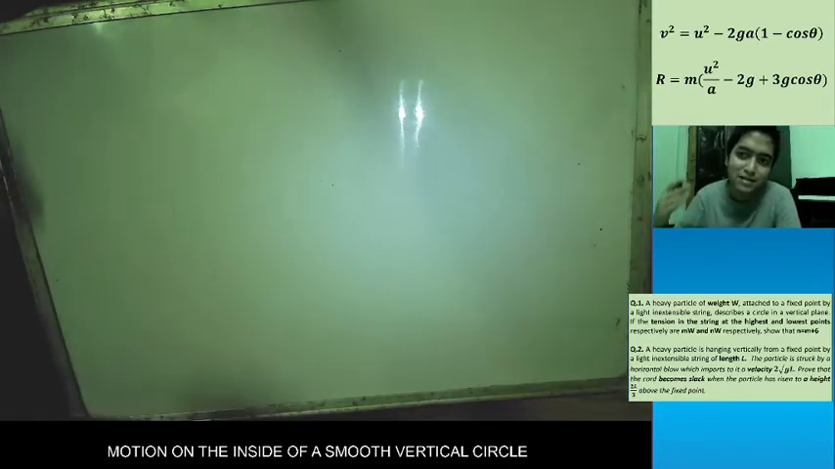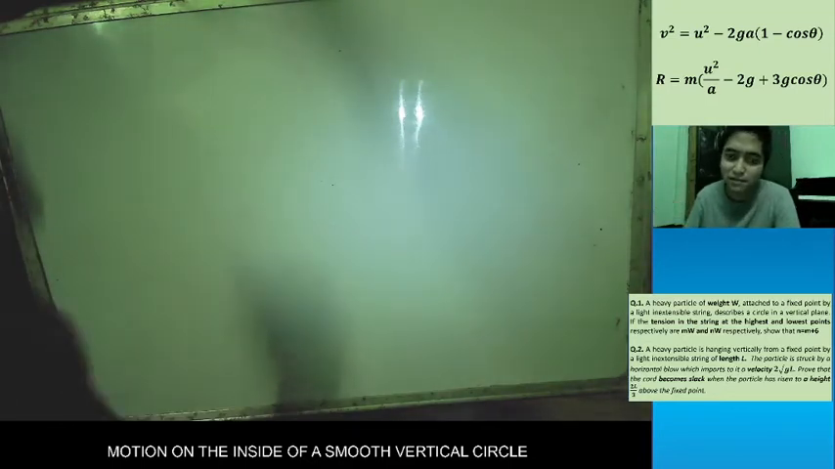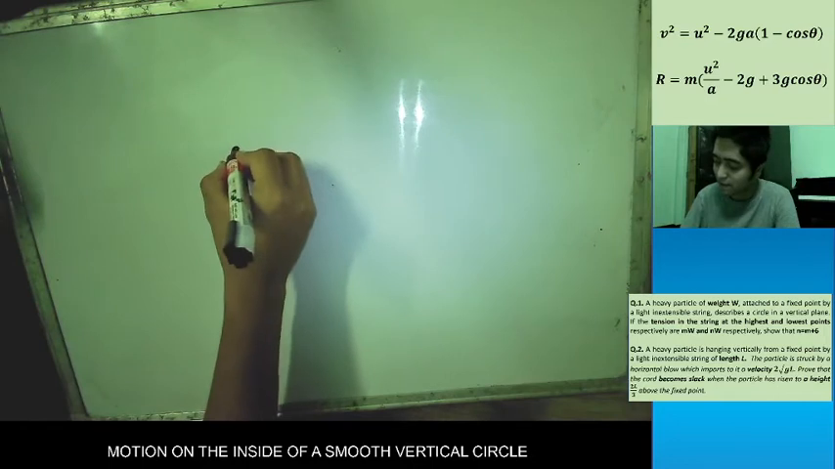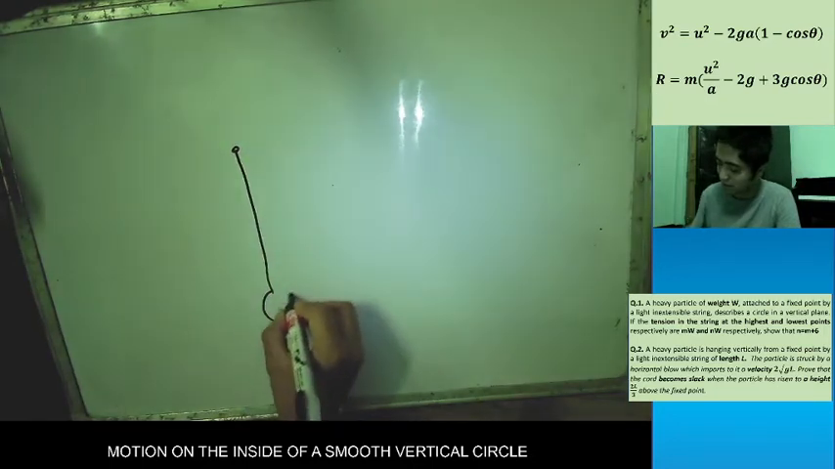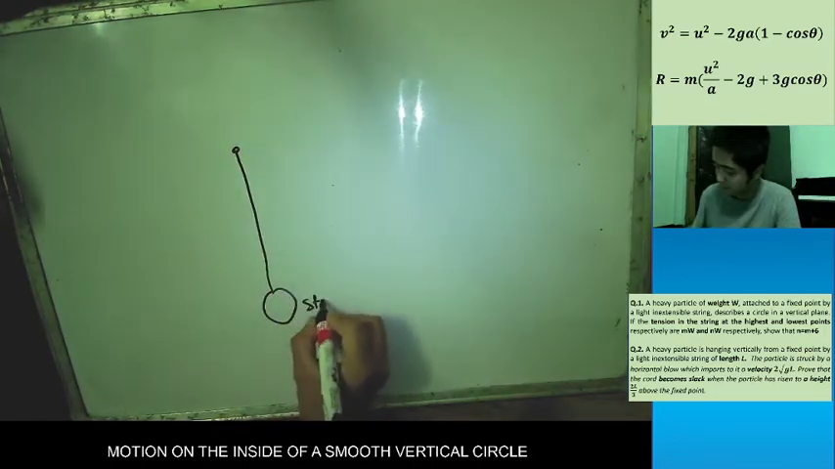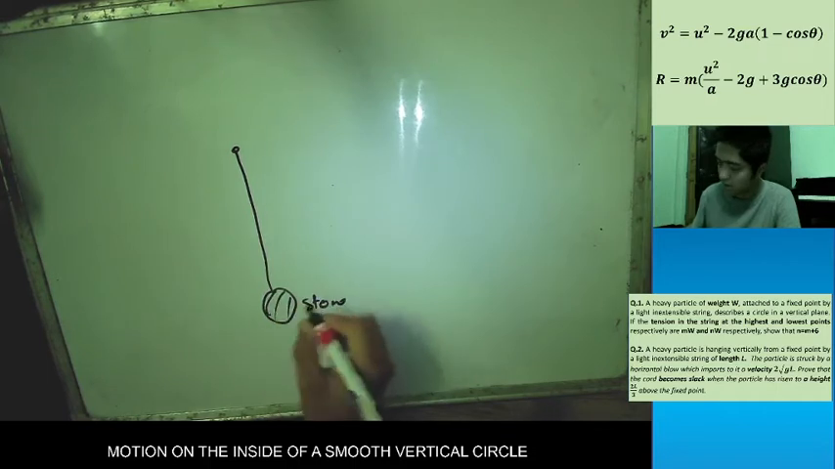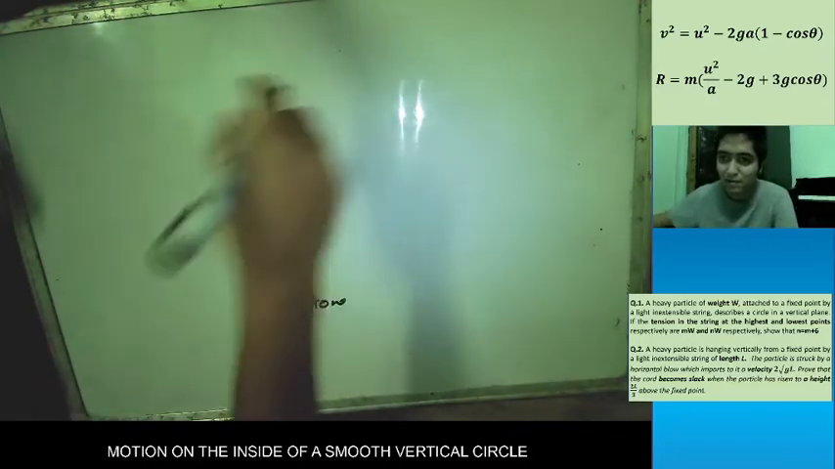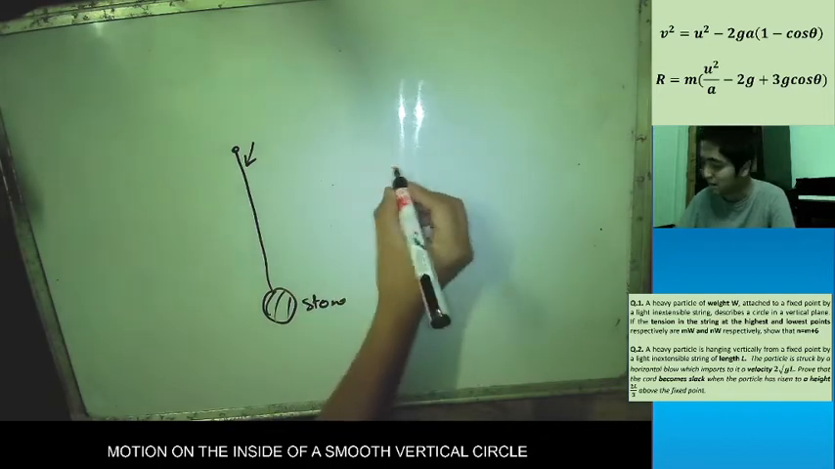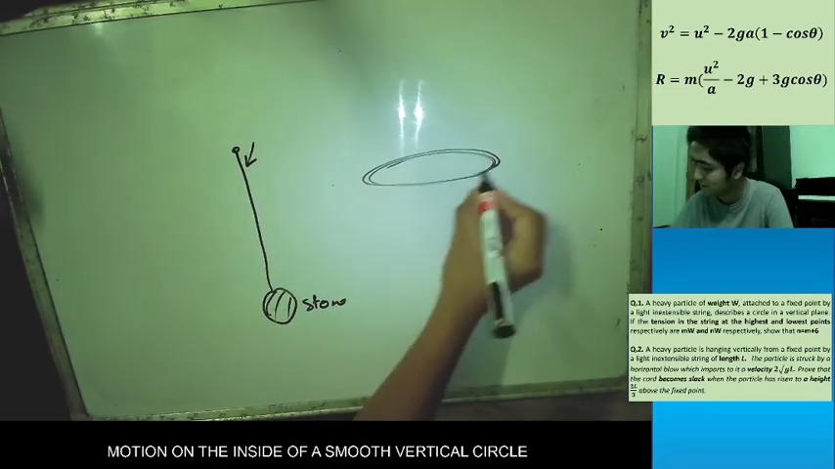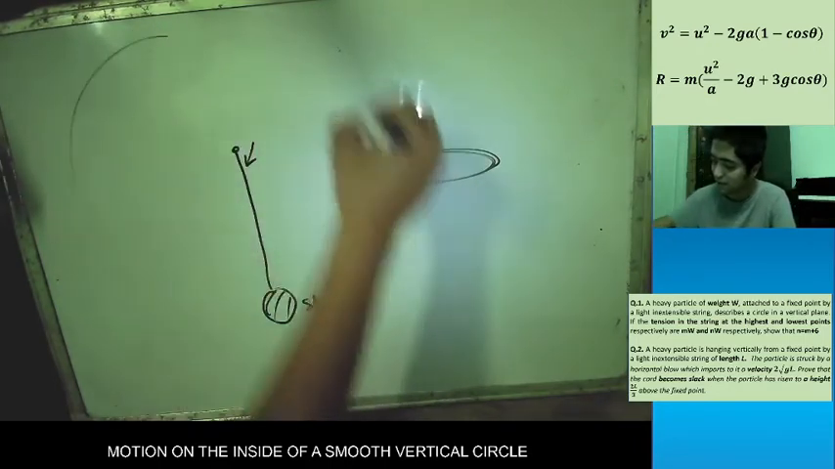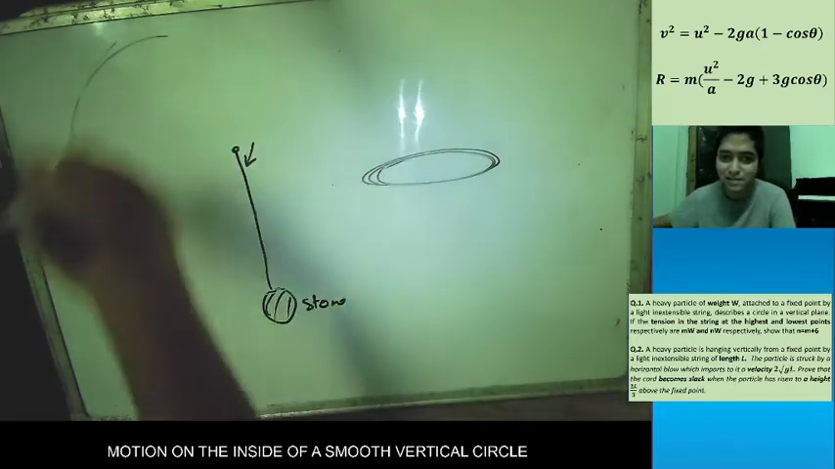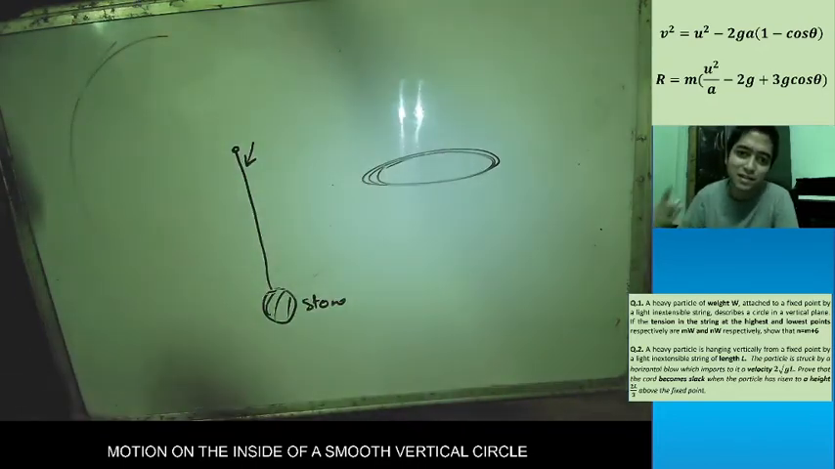Another motion when discussing vertical circles, let me give you an example, is when you tie a stone to a rope and then swing it round and round. But you don't swing it horizontally like this. You swing it vertically. If you swing it vertically like this, then it is also motion on the inside of a smooth vertical circle.